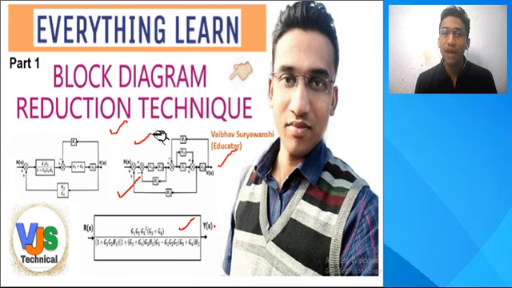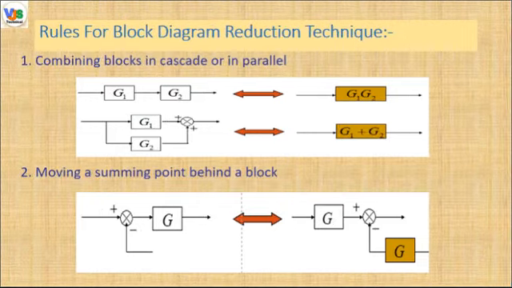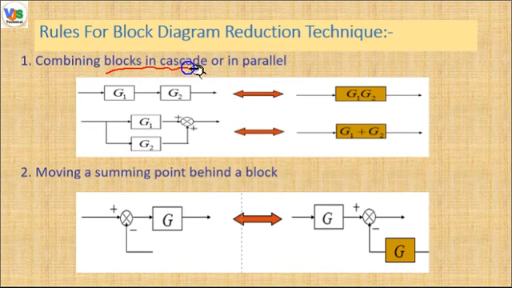But for the application of block diagram reduction we need to follow certain rules. So what are those rules? Let us discuss one by one the different types of rules. Basically there are multiple rules. Out of that, the first rule is combining the blocks into a cascade or parallel system for the reduction of the block diagram.